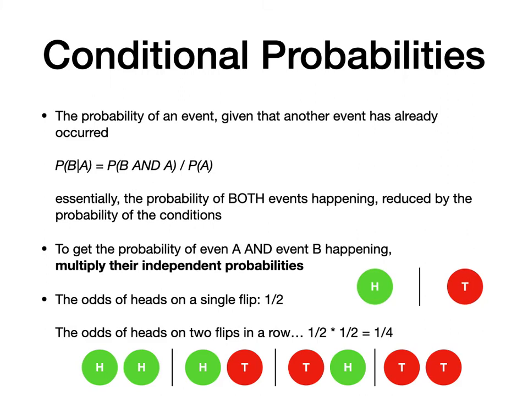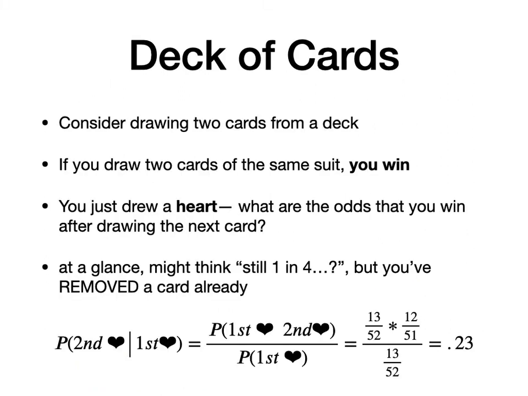Moreover, this can get screwier if you're dealing with, say, a deck of cards. You might have to account for something going missing. So if you draw 2 cards of the same suit, you win this little game that we've made up here. Let's say you just drew a heart. What are the odds that you win after drawing the next card? At a glance, you might guess somewhere still in the ballpark of 1 in 4, right? There's 4 suits, so what are the odds? But remember, you've removed one of the cards. So how do we trace this?